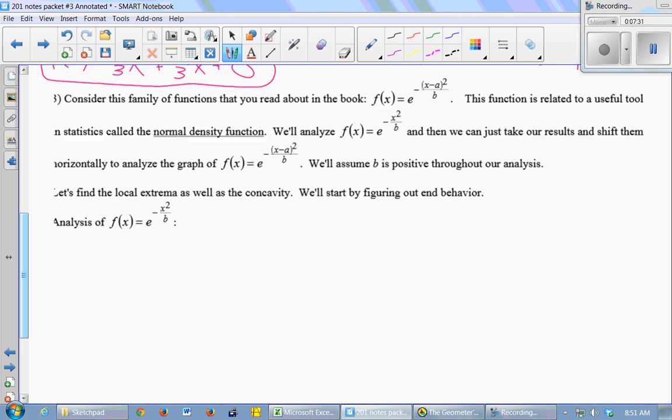So I'm going to assume b is positive throughout the analysis. So we need to be given that b is a positive number. And I want to find any local extrema as well as the concavity and the end behavior of this function, so that I can try to draw a picture of it and know what it looks like for different values of b.